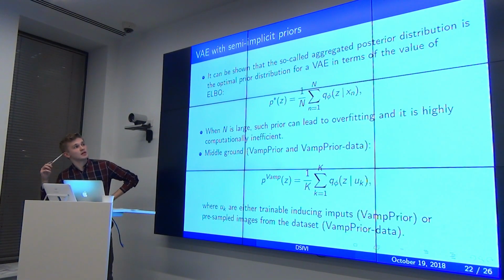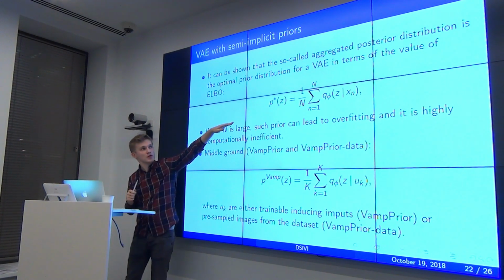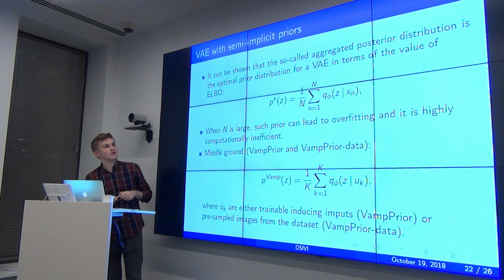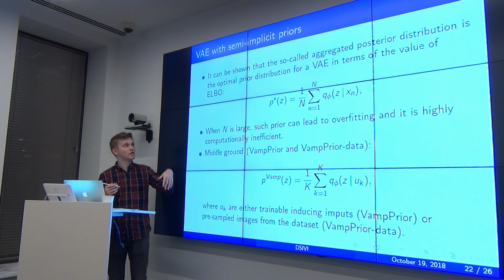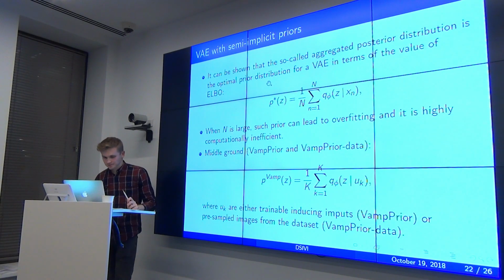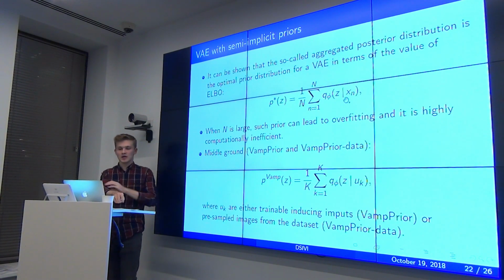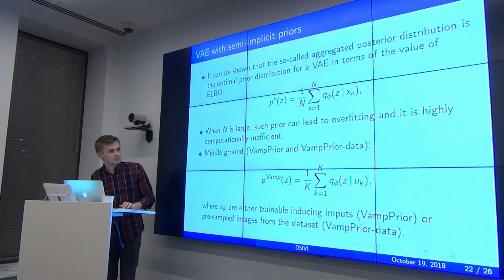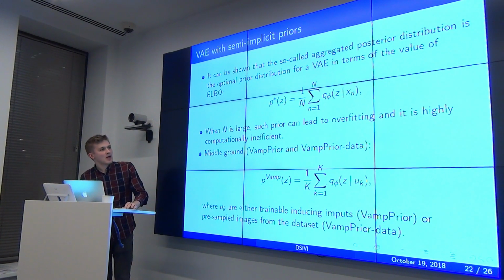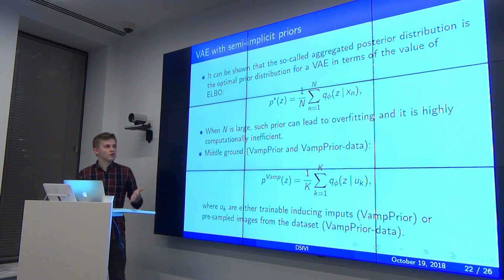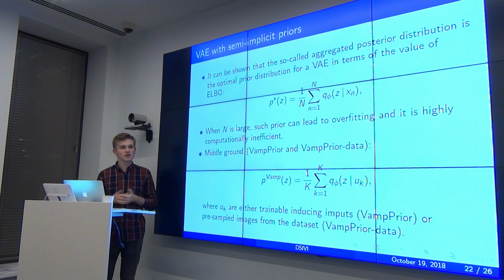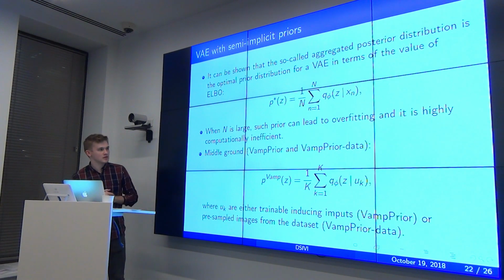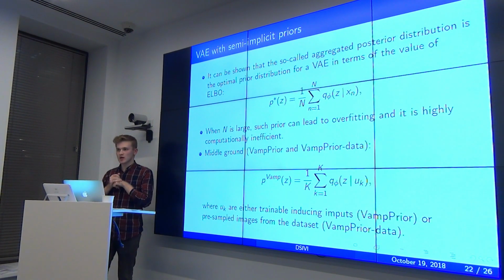It can be shown that the so-called aggregated posterior distribution is actually the optimal prior for a variational autoencoder in terms of the value of ELBO. It's just a mixture of all posteriors for each object in the dataset. If we use such a prior, we get the highest value of ELBO. But when n is large, such a prior can lead to overfitting. It is computationally inefficient, since it's just a lot of samples. So the middle ground is to use VampPrior.